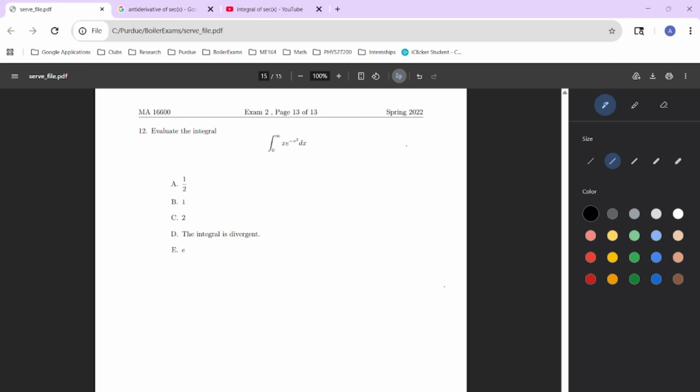This may look like integration by parts to you, but notice that we have an x squared in the exponent and an x out in front. This should instead be screaming to us u substitution.